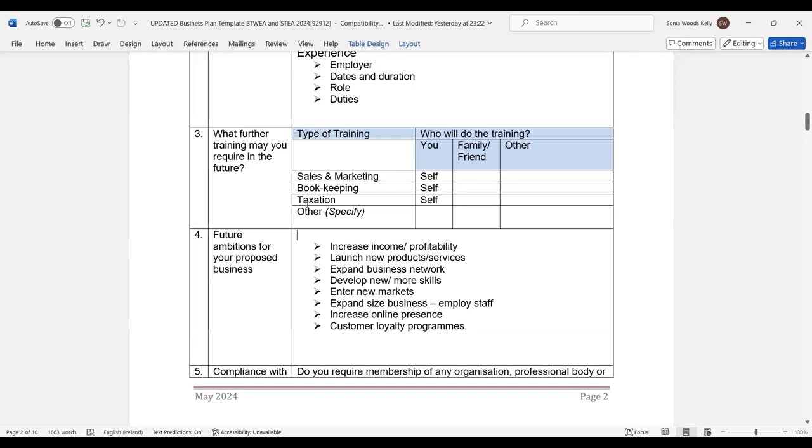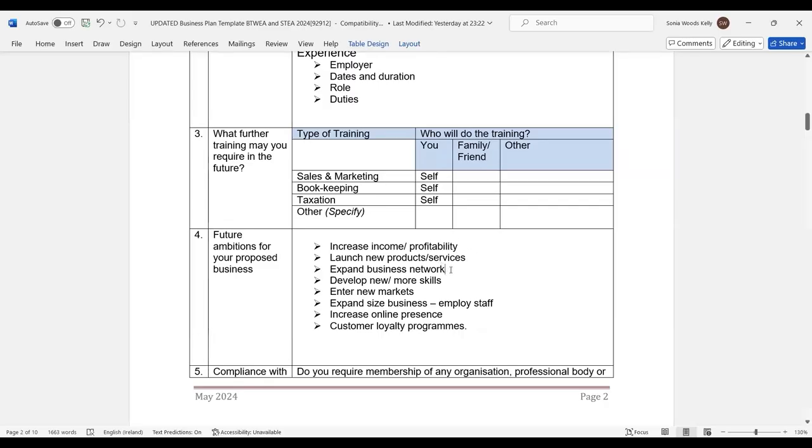The next section here is asking you about future ambitions for your proposed business. So where do you see your business in the future? Or what are your future plans for the business? So once again, just some pointers here that you may include. Your vision may be to increase your income and your overall profitability, to launch new products and services. So you might want to start small with one or two and then increase it.